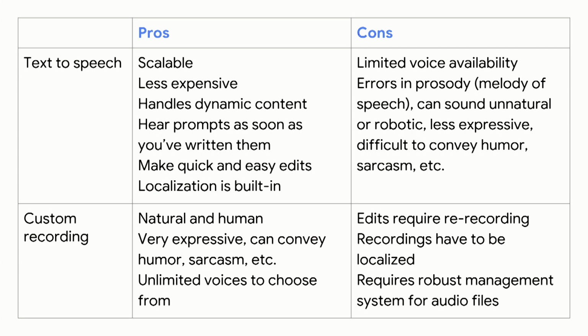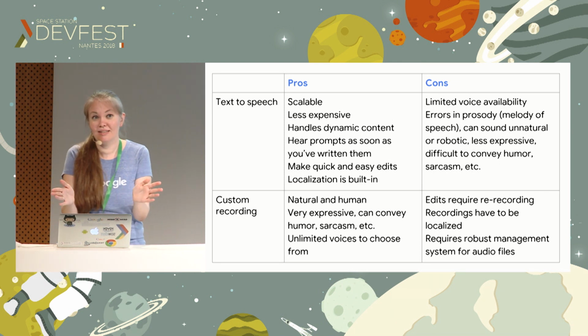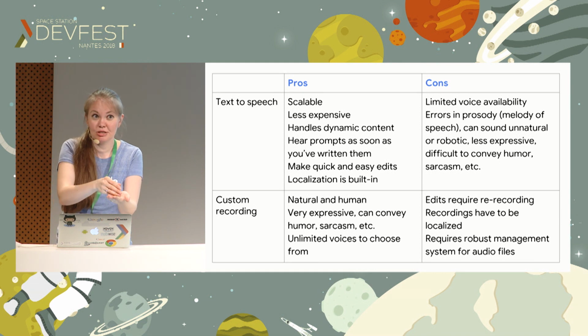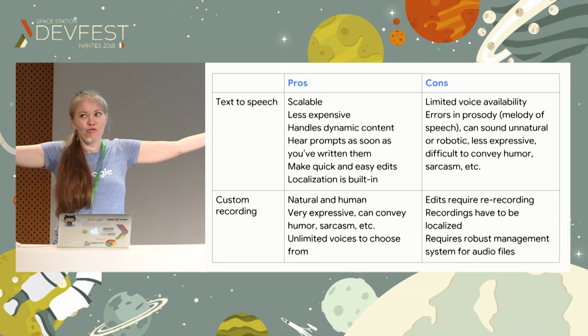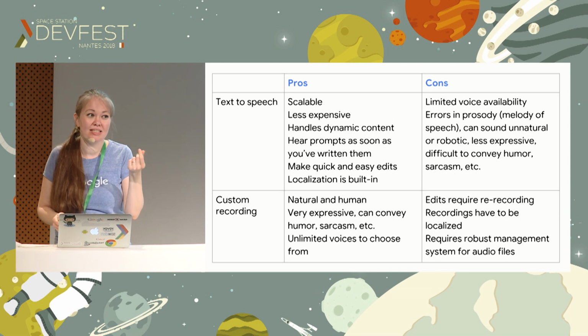Because they got money, and they got the founder, who is a really good voice actor. And then cons. Of course, it's limited voice availability, because you only got that many voices out there on a text-to-speech, compared to all kinds of voices among human actors. Then of course there are errors in the melody of speech.